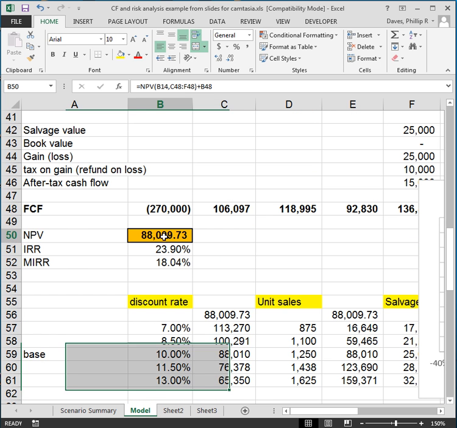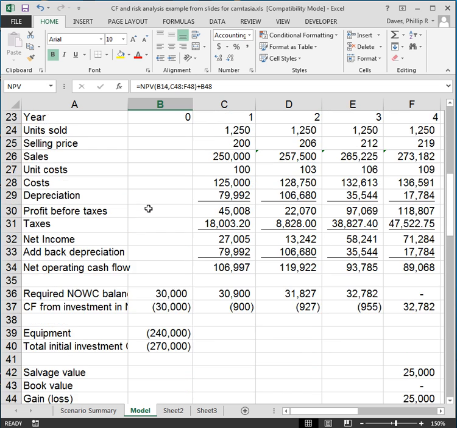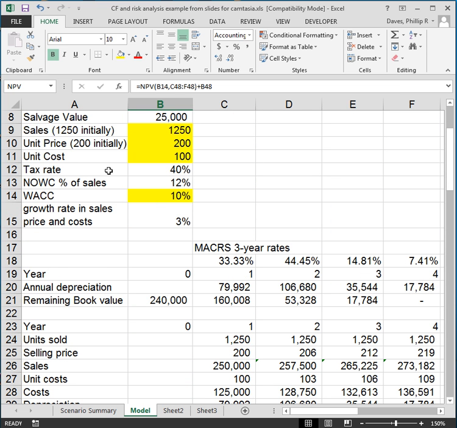Let's do this. Because in the scenario summary it'd be nice to have these things labeled rather than just have cell references, I'm going to call this NPV cell here, the one that has 88,000 bucks in it, NPV. If you go up into the upper left hand corner, you can actually name it something. So now we've got NPV as the name of this cell. It's also cell B50, but it'll report NPV as the name of it.